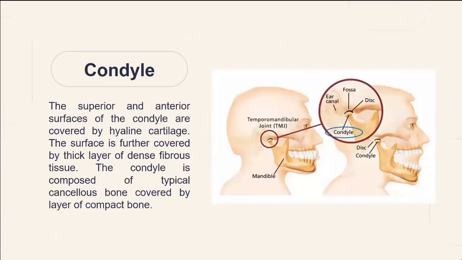So first is the condyle. The superior and anterior surfaces of the condyle are covered by hyaline cartilage. The surface is further covered by a thick layer of dense fibrous tissue. The condyle is composed of typical cancellous bone covered by a layer of compact bone. So here's the condyle.